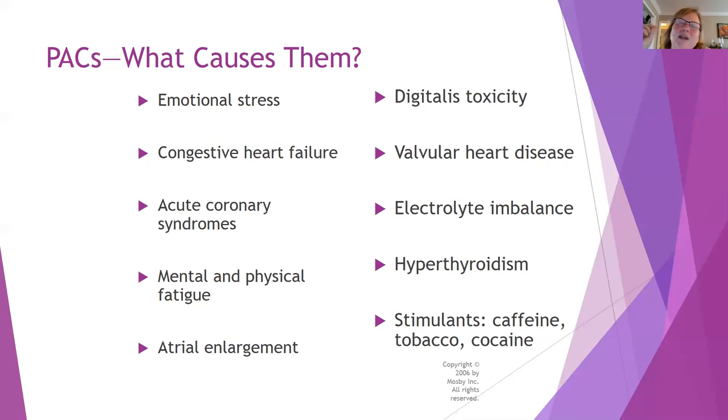Electrolytes, really, whenever we see any kind of anomalies on our ECGs, we want to do a full set of electrolytes: sodium, potassium, chloride, bicarb. We want to be doing calcium and magnesium for sure. And we may do many other things, but those for sure. Thyroid, when we have hyperthyroid, that can cause that altered automaticity. And really what we need to pay attention to are those kinds of stimulants that are both legal and illegal.